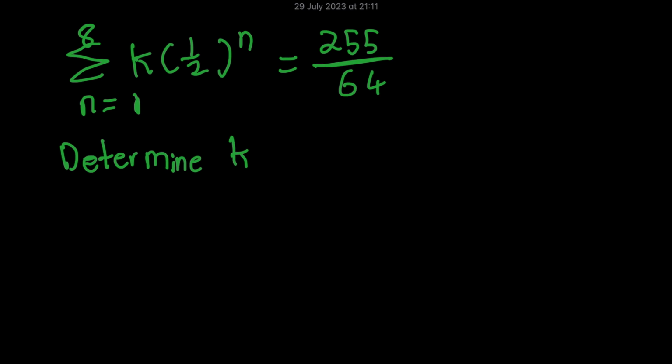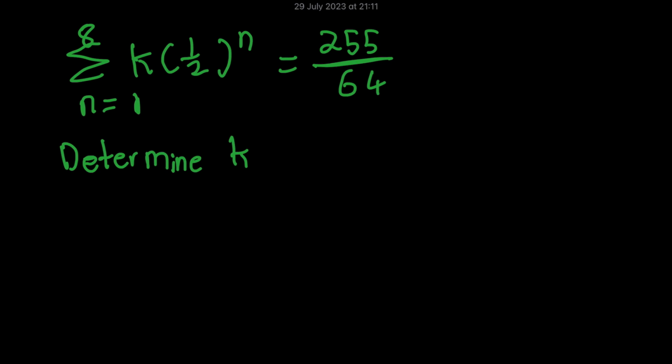So, we have a problem, still a pattern and series problem, Sigma, as usual, Sigma problem. So, we are asked to determine K. We are told that the sum to the first 8 terms is 255 over 64. So the first 8 terms of this pattern. And then we are told that the pattern is starting at 1.